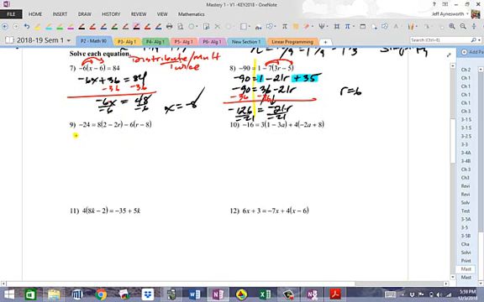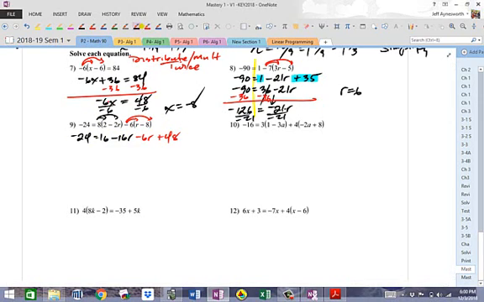Okay, on this next one here, you got negative 24 is equal to 8 times 2r, which is 16r. Distributing here, we got negative 6r, and then a positive 48, because a negative times a negative is a positive.